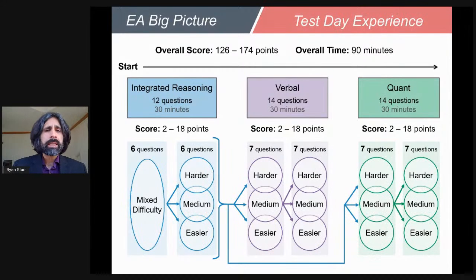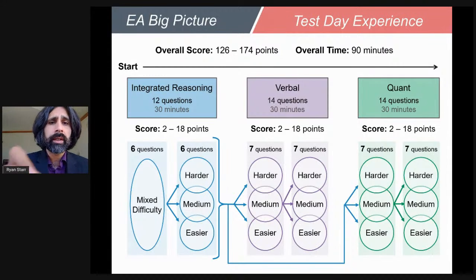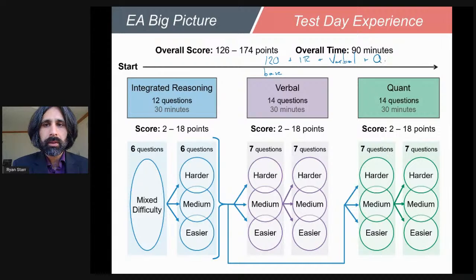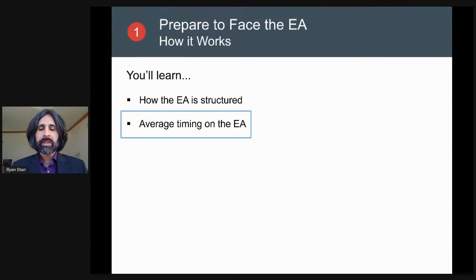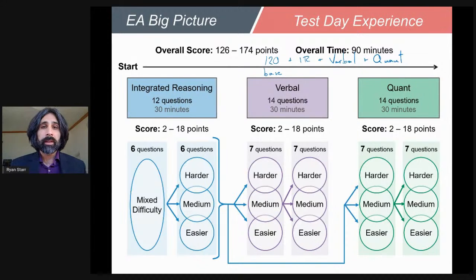It's actually a really simple formula for calculating your score. Your overall score, you guys, is going to be 120 base points plus your IR score, plus your verbal score, plus your quant score. All right, which is why it's impossible to get lower than a 126, practically speaking, or greater than 174, again, practically speaking, because each one of these sections is going to be 2, 2, and 2, or 18, 18, 18, or more likely somewhere in between.